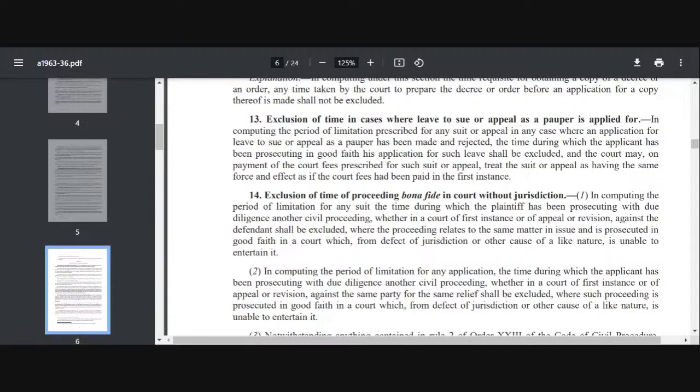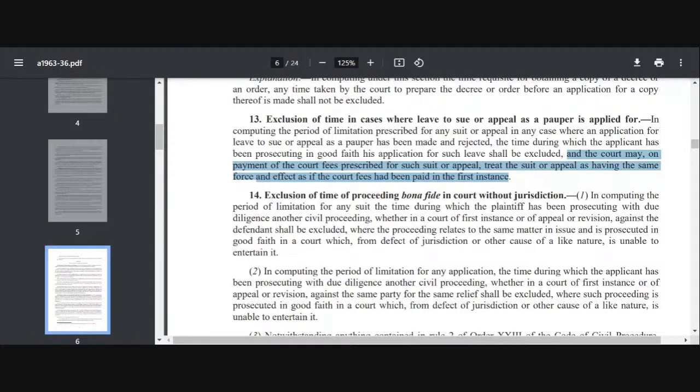In that case, as given here in section 13, if it is rejected, then the time during which the applicant has been prosecuting in good faith his application for such leave shall be excluded, and the court may, on payment of the court fees prescribed for such suit or appeal, treat the suit or appeal as having the same force and effect as if the court fees had been paid in the first instance.